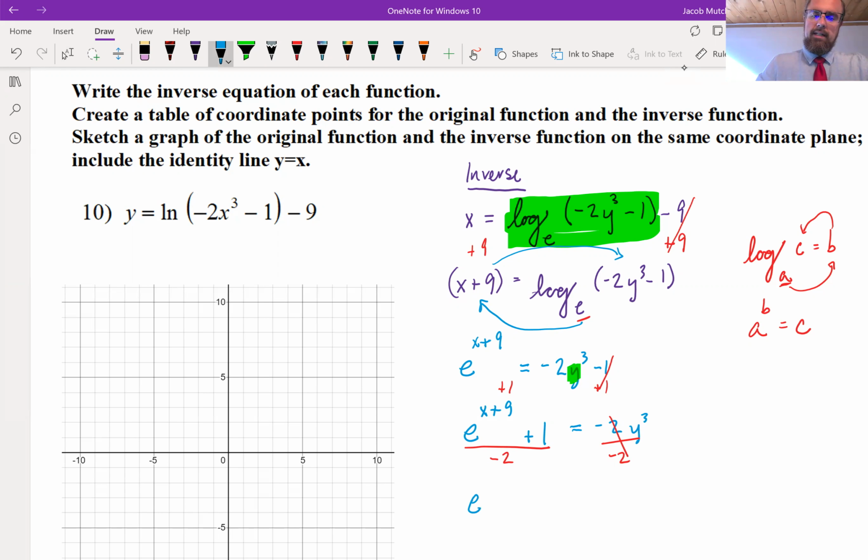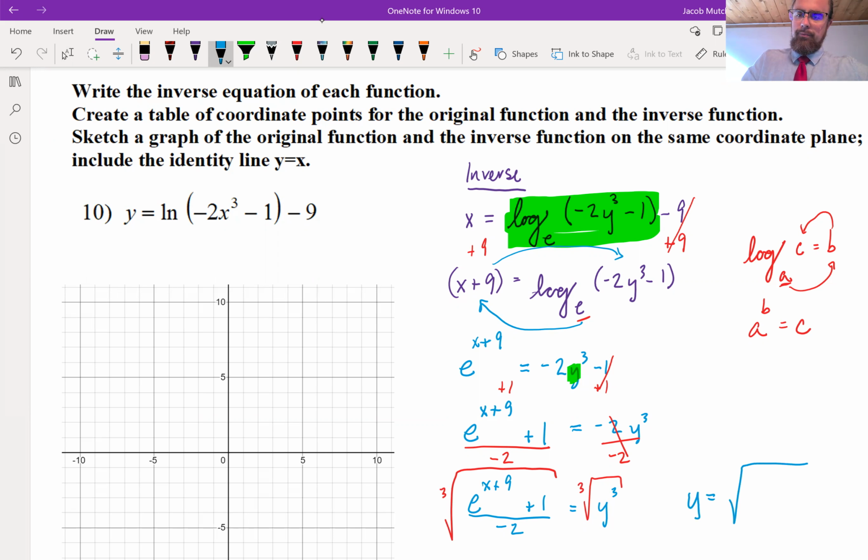So at this point, I've got e to the power of x plus 9 plus 1, all divided by negative 2, equals y cubed. So we're right there to solve for y. To finalize that, I want to take the cube root. And that gives me my inverse equation of y equals the cube root of the fraction e to the power of x plus 9 plus 1 over negative 2. And that I'm going to box.